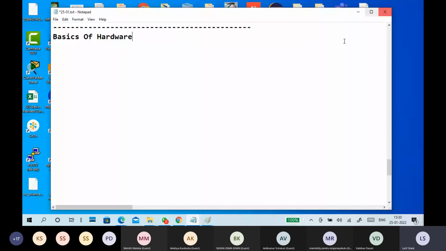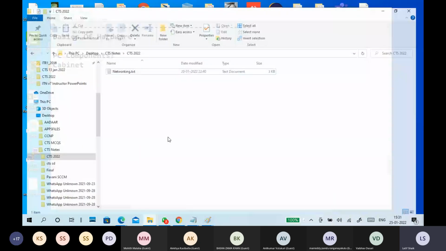Okay. So first of all, when you say hardware, it means go to the components. PC components. Guys, the first one is the cabinet. I will forward a PPT for you also, so don't worry.